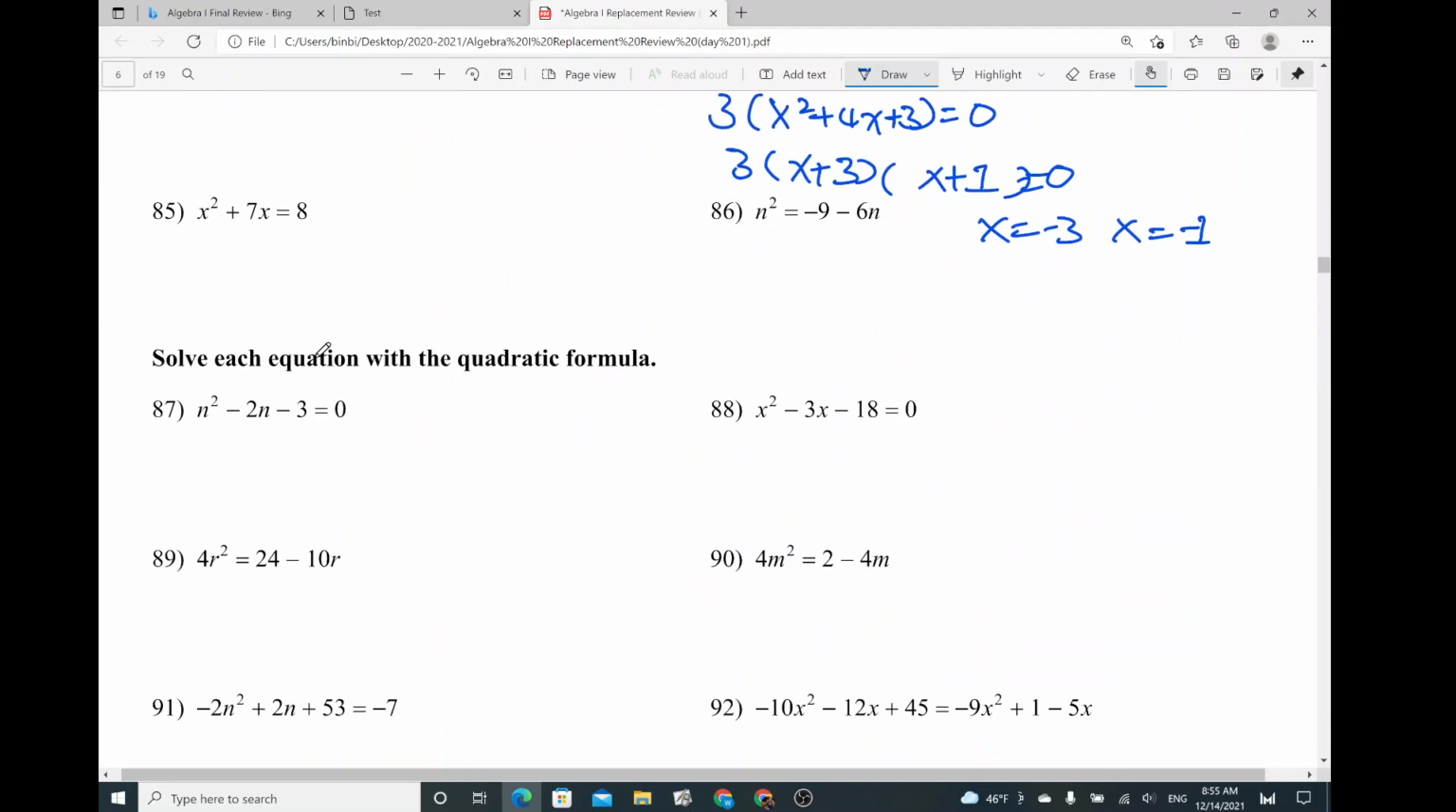And what about if that's in non-standard form? Bring everything together to one side and then factor it. So x plus 8 and then x minus 1. So x equals negative 8 and then x equals 1.